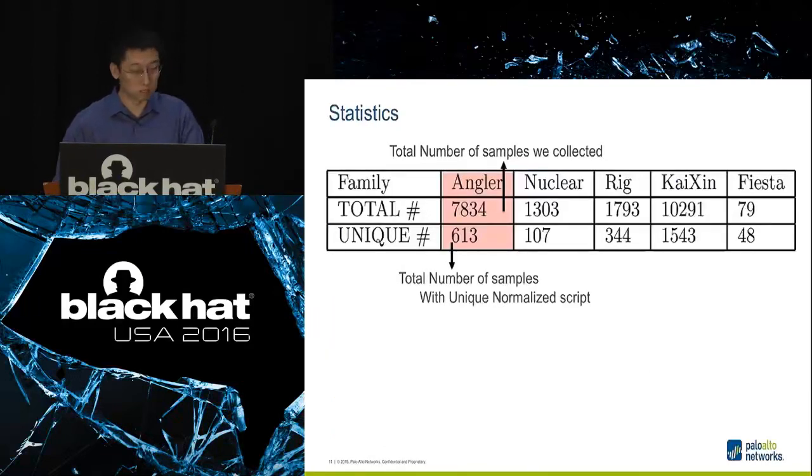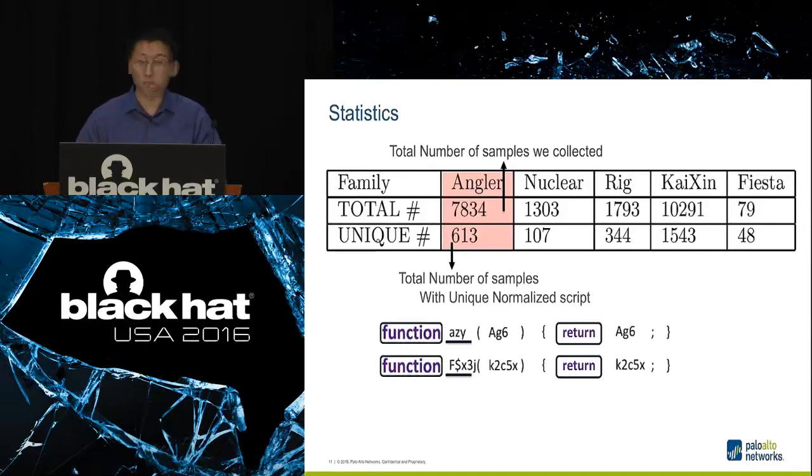After normalization, we found that the number of unique normalized scripts is significantly reduced. For example, among the 7,800 Angular samples we have collected, we only identified 613 unique normalized scripts, which means the rest of them just share the same code structure, but fill in some randomized variable names or some garbage data. The same situation happened to other exploit kit families as well.